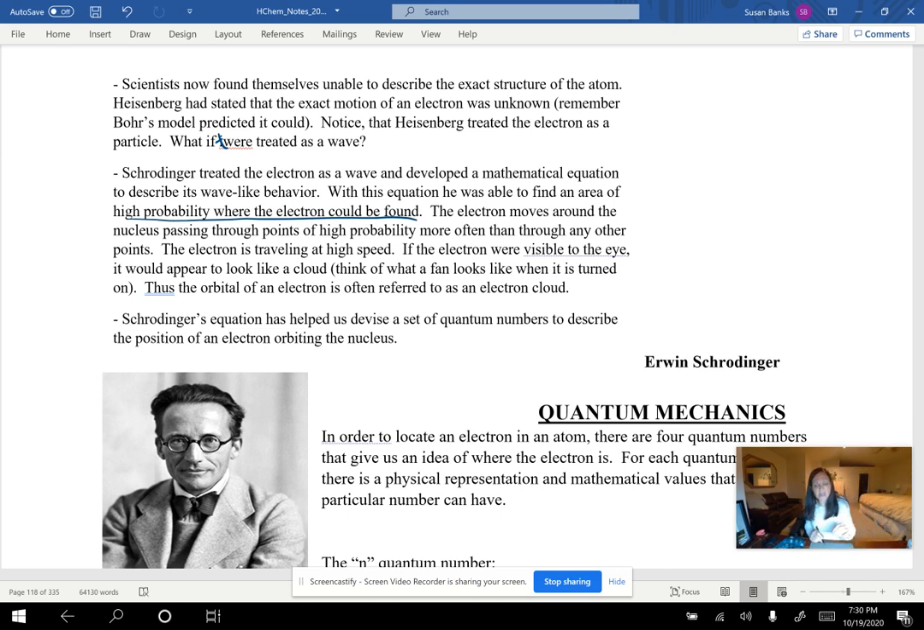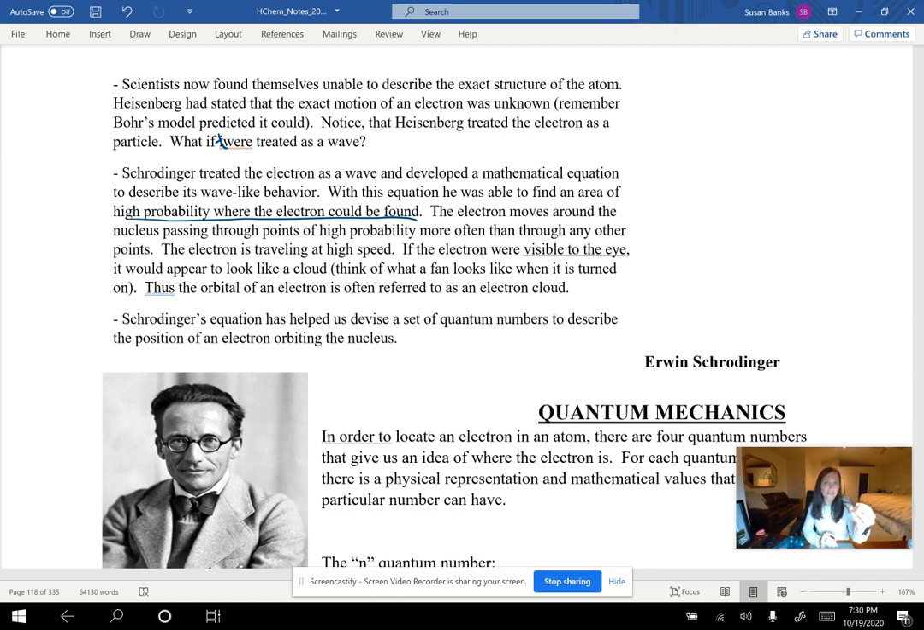Now notice we are not talking about exact location. We are talking about a highly probable location. Okay, so probability starts getting into this. The electron moves around the nucleus, passing through points of very high probability more often than through other points. So we can map out these areas of high probability. The electron's traveling at high speed, almost the speed of light. If the electron were visible to the eye, it would appear to look like a cloud.